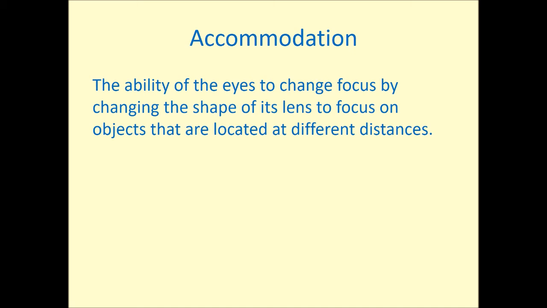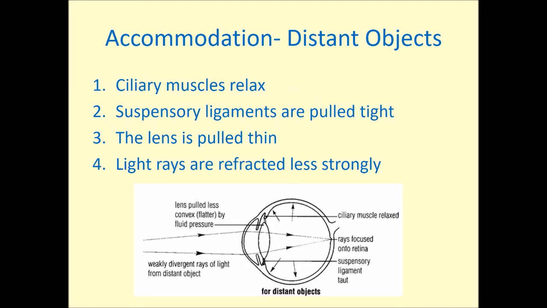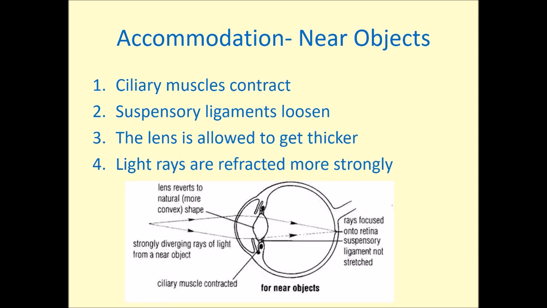So here is another more scientific diagram. So if we're looking at distant objects, the ciliary muscles relax and the suspensory ligaments are pulled tight or not loosened, essentially, but do not use relax and contract for a ligament. They don't do that. The lens is pulled thin and the rays are refracted less, but still focused on the retina. And in near objects, the ciliary muscles contract. The suspensory ligaments loosen. They don't relax, they loosen, and the lens gets thicker.